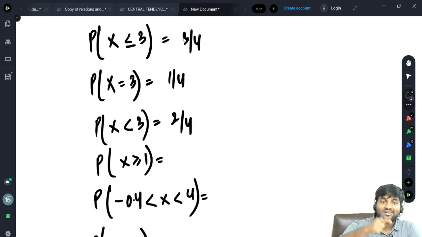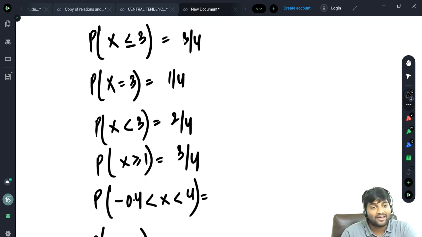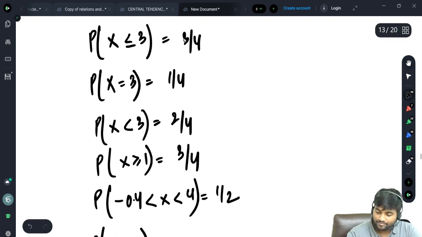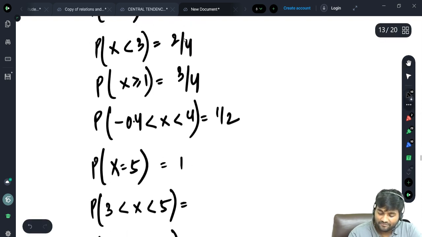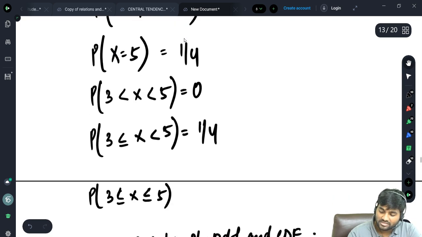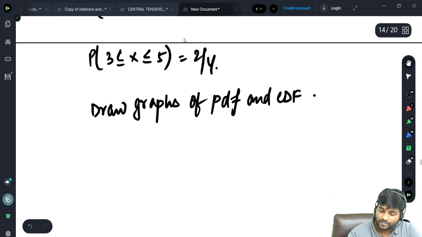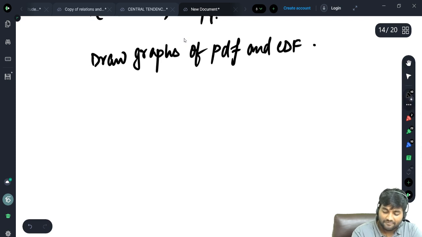Equal to 3, less than 3: 2/4, minus 1 and 1. Greater than equal to 1, with points 1, 3 and 5: 3/4. Between 1 and 3, less than 4: half. Equal to 5: this is 1/4. And the last one is what? 2/4.